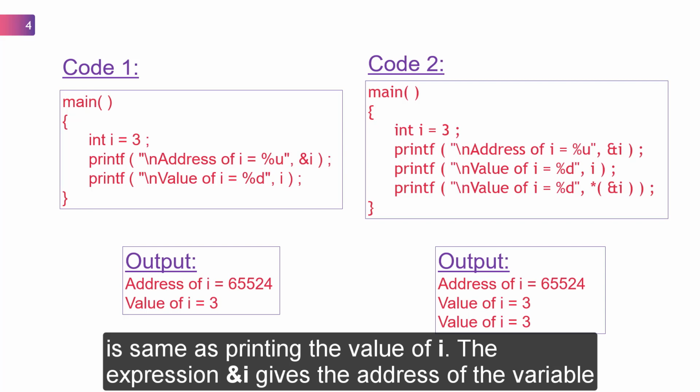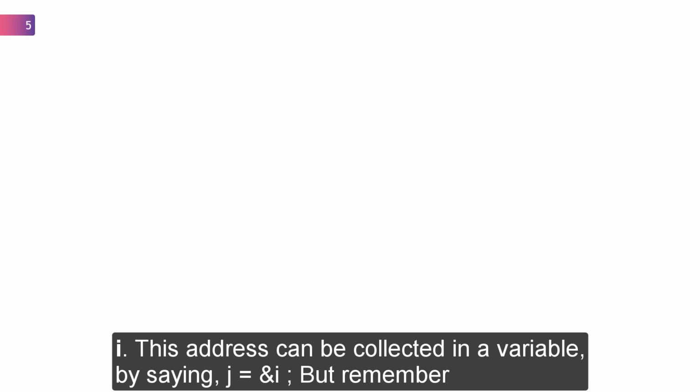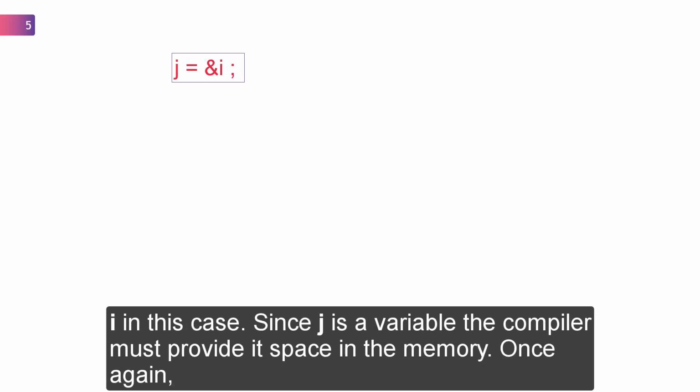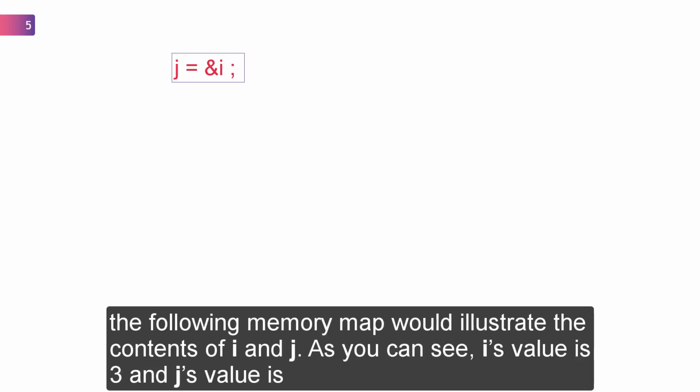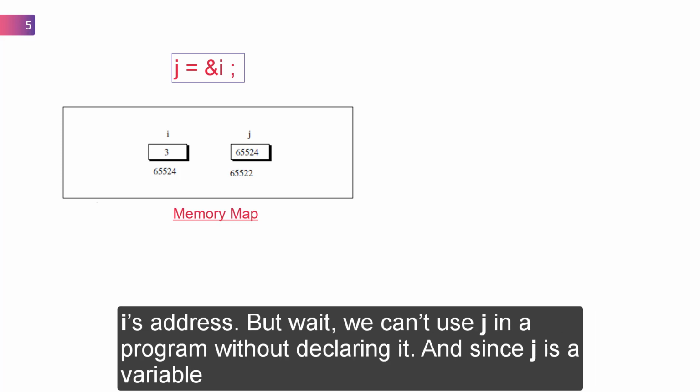The expression &i gives the address of the variable i. This address can be collected in a variable by saying j = &i. But remember that j is not an ordinary variable like any other integer variable. It is a variable that contains the address of another variable, i in this case. Since j is a variable, the compiler must provide space for it in memory. Once again, the following memory map will illustrate the contents of i and j. As you can see, i's value is 3 and j's value is i's address.